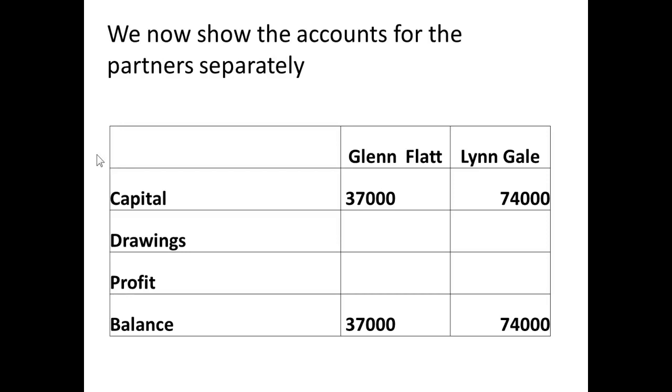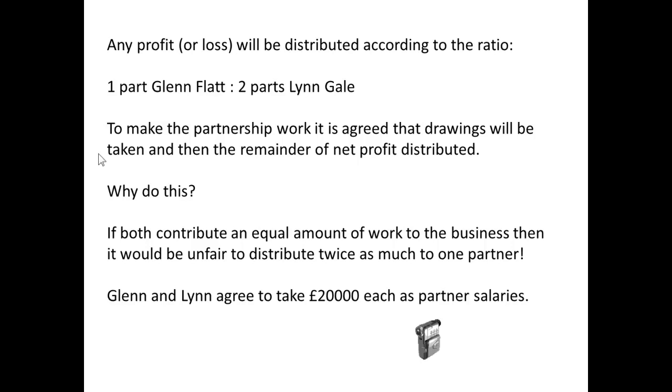But we're going to show the accounts for the partners separately. We're showing that Glenn Flatt's got capital of 37,000, Lynn Gale has capital of 74,000. And that's the balance on the accounts. Any profit or loss we're going to distribute according to the ratio in which they put their capital in. So it's going to be one part to Glenn Flatt, two parts to Lynn Gale.